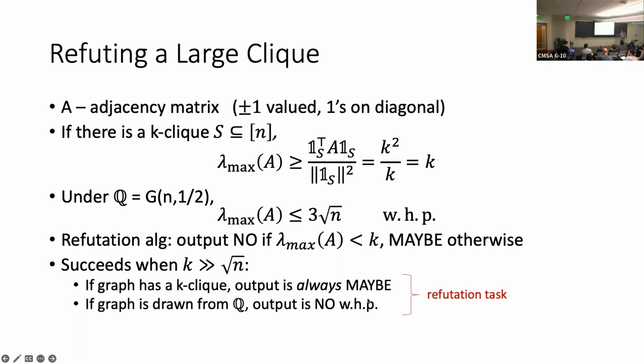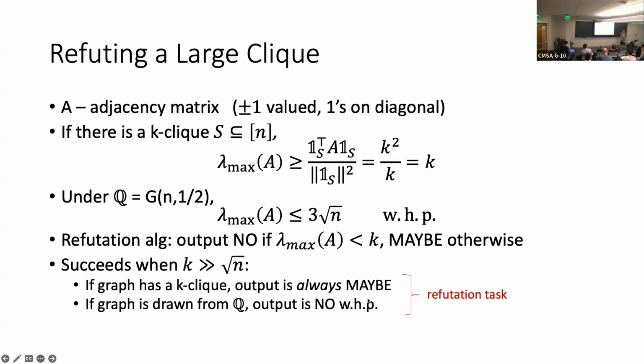And this is how we define the refutation task. The refutation task says that if the graph actually has a k-clique, you always have to output maybe. This is another way of saying that you're only allowed to say no if you are absolutely certain that this particular graph has no k-clique. And then the second condition is just saying that if I give you a random graph, with high probability, you have to succeed at refuting the k-clique. You have to say no most of the time.